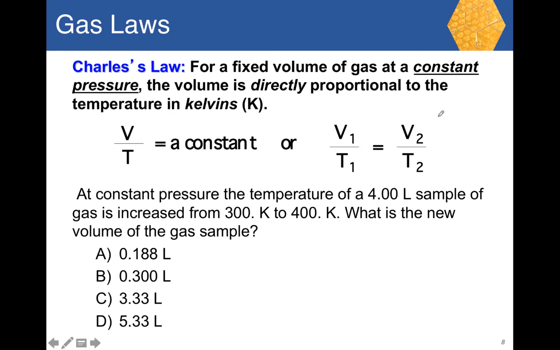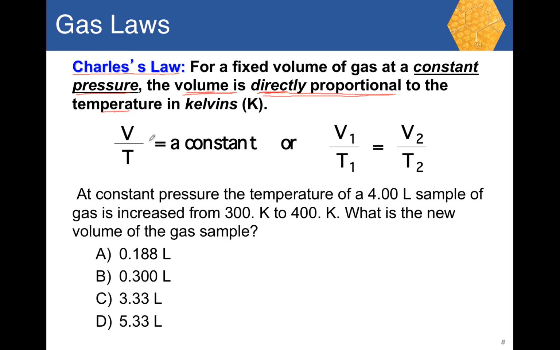Okay, let's see. Here's another law. And this is Charles' law. What he observed is that at constant pressure, the volume is directly proportional to the temperature. So at constant pressure, the volume is directly proportional. Notice the term here. This is not an inverse proportionality as we had before, but a direct proportionality, which means that if one variable increases, the other one will increase.